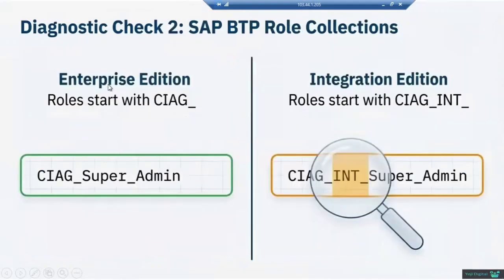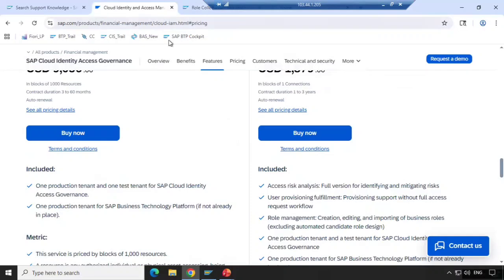So what's the difference between the enterprise edition and the integration edition? Not only from the URL, you can identify the edition by looking at the role collections. As you know, in BTP we have role collections. If you have IAG in your subaccount, your role collections will start with CIAG. If you can see a role like CIAG_SUPER_ADMIN, that means you are using an enterprise edition.